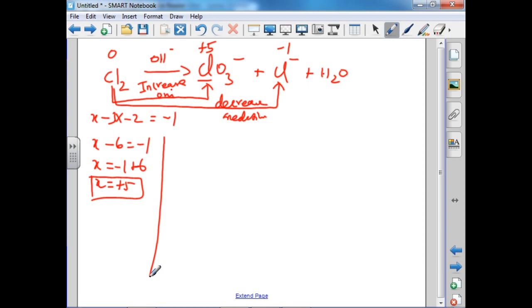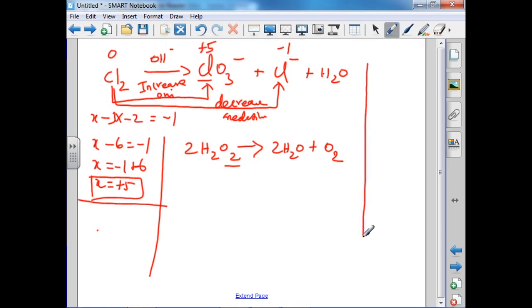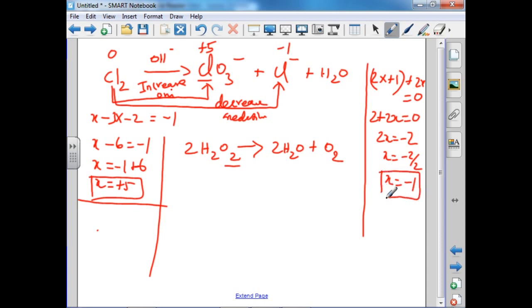The next example, peroxide: 2H2O2 gives 2H2O plus O2. Calculate the oxidation number of oxygen in peroxide. 2 into plus 1 plus 2x equal to 0. 2 plus 2x equal to 0. 2x equal to minus 2. x equal to minus 2 divided by 2. x equal to minus 1.